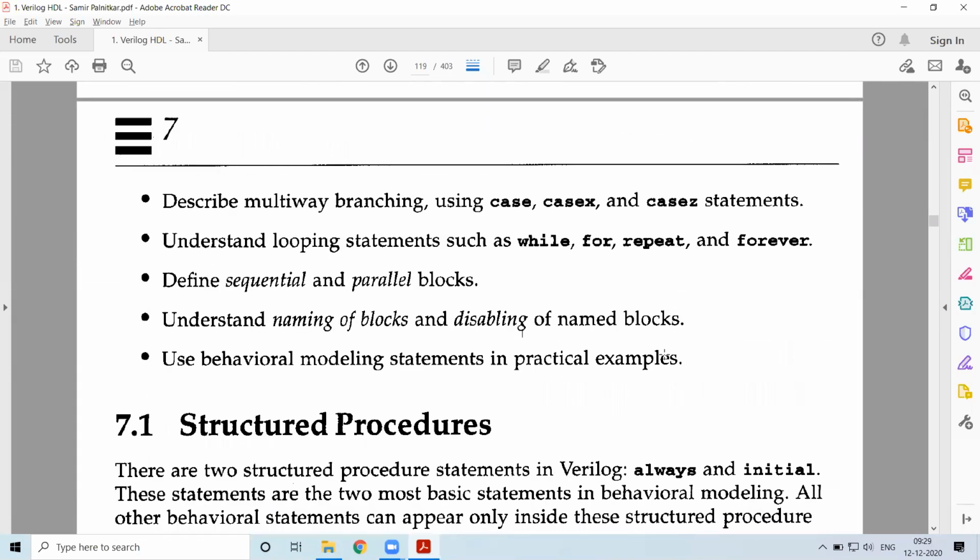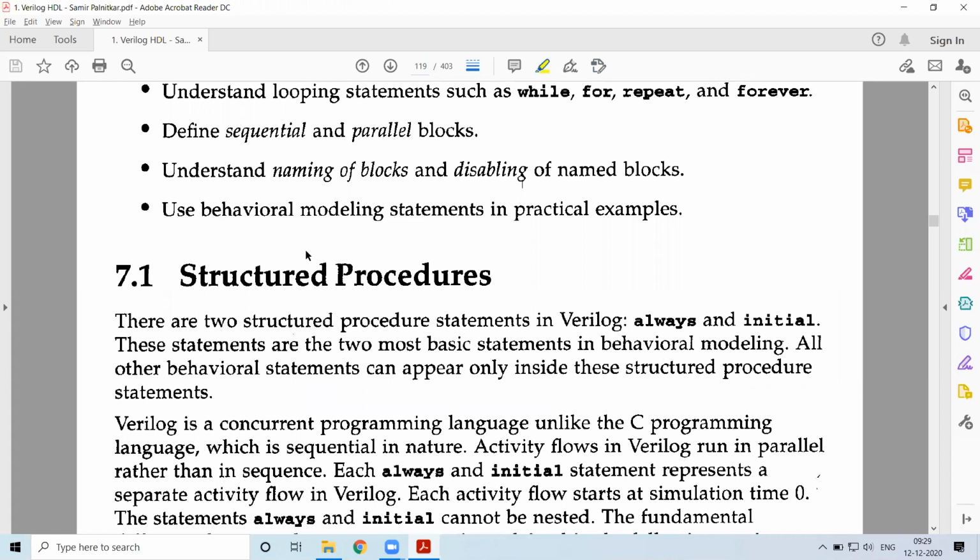In that, the first thing which comes is the structured procedures. We have two of them, one is always and another one is initial. These are the two structured procedure statements present in Verilog. What the names themselves tell is that one has something to do with regularly executing something, and the other executes only once, only at the starting. Something of this kind we can make out from the names of these keywords.